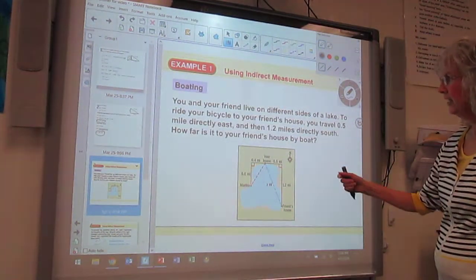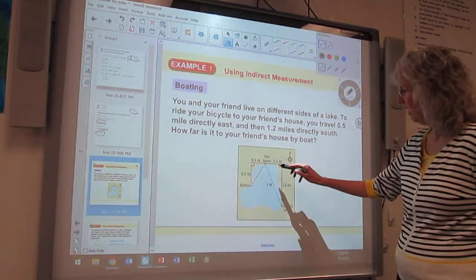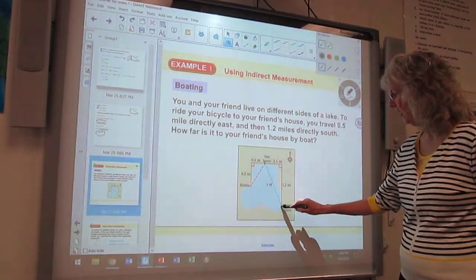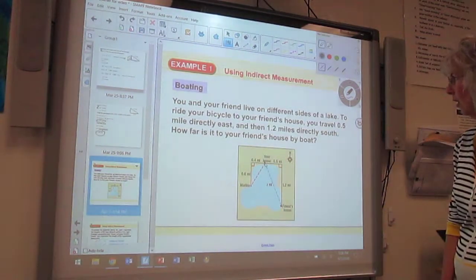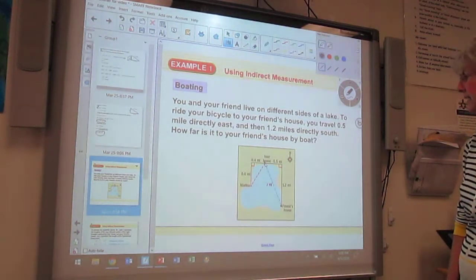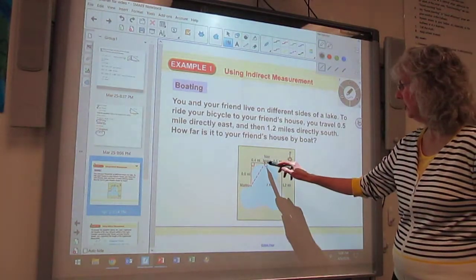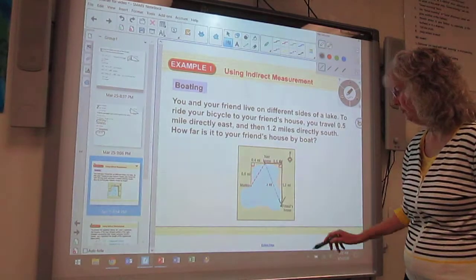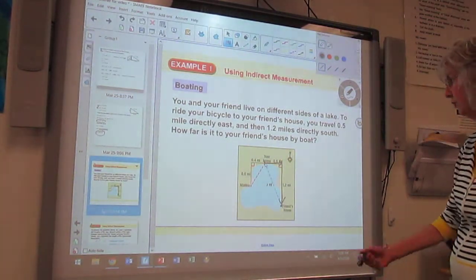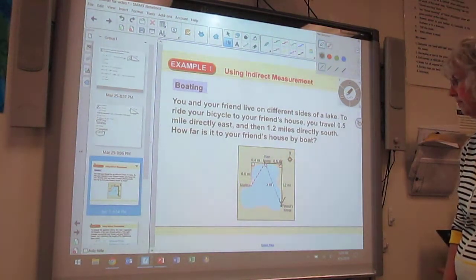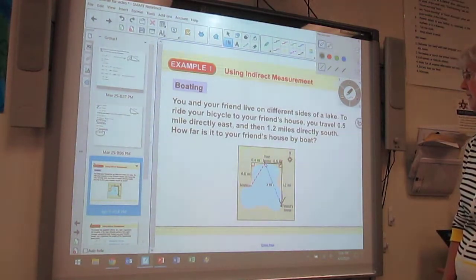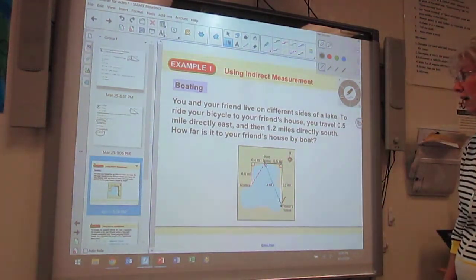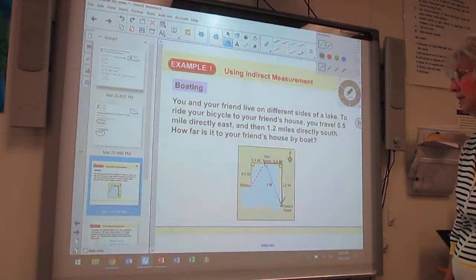Well, we can apply this to a practical problem too. If you look at this diagram here, your house is up here, right there. Your friend lives over here. Well, in order to take the bicycle to your friend's house, you need to go a half a mile this way and then 1.2 miles down, which would be a total of 1.7 miles. The question is, if you were to go across on the water in a straight line, how far is it to your friend's house?